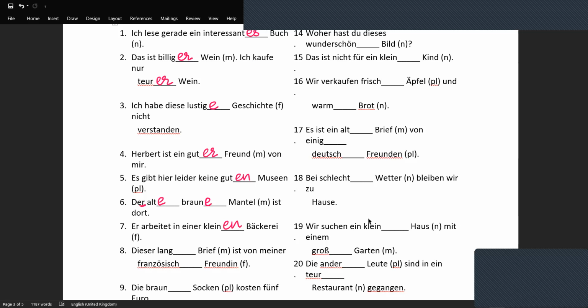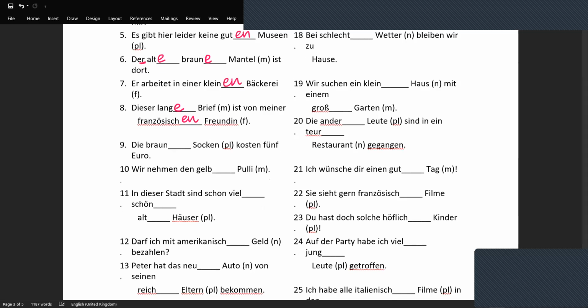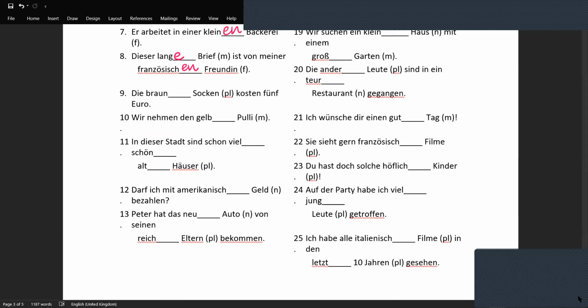Dieser lange Brief ist von meiner französischen Freundin. That is correct. Woher hast du dieses? Okay.